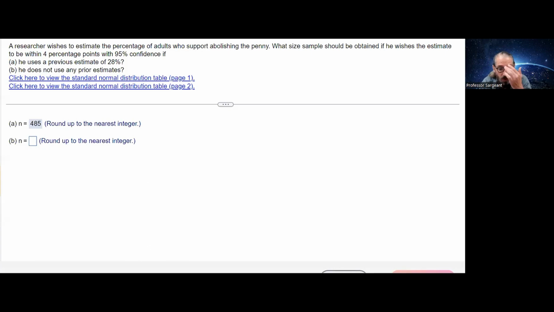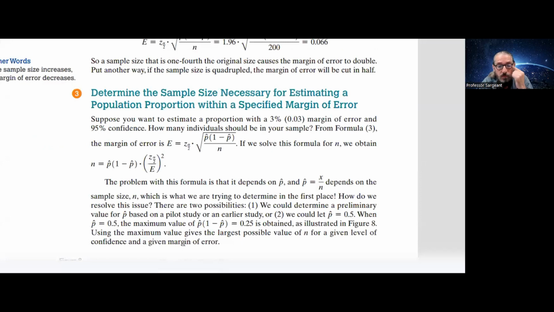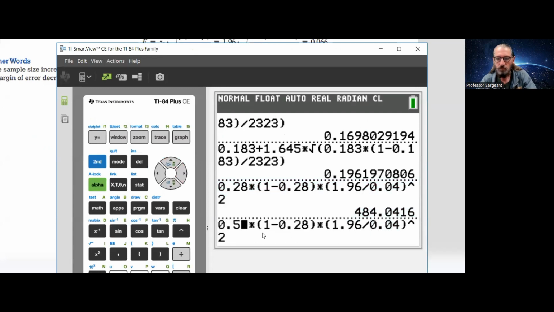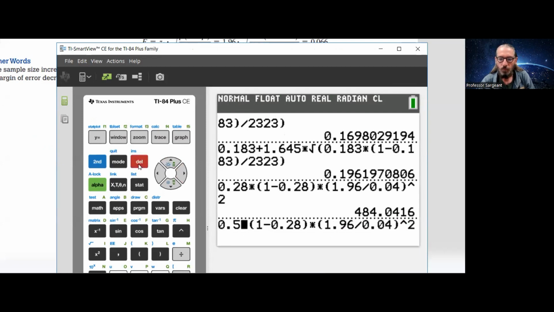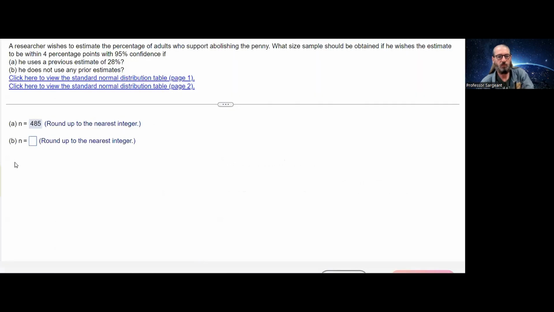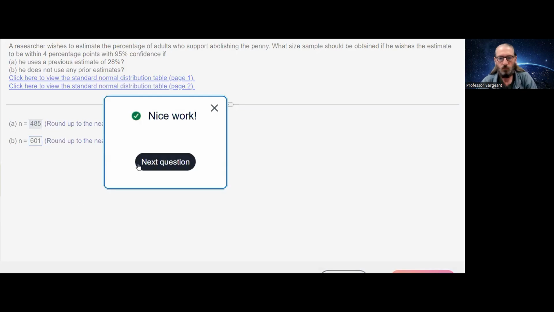Now the case that does not use any prior estimate. I've got a guess here, but let me double check what's in the textbook. Or we could let p hat equal 0.5. Why am I not surprised? Round that up to 601. See if they agree with that. Okay, that's good.